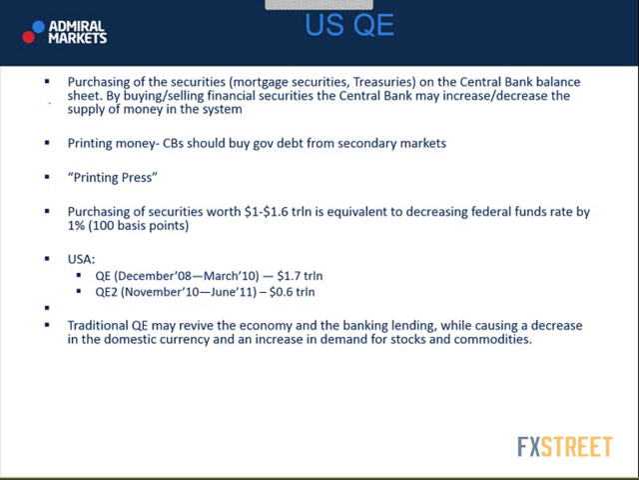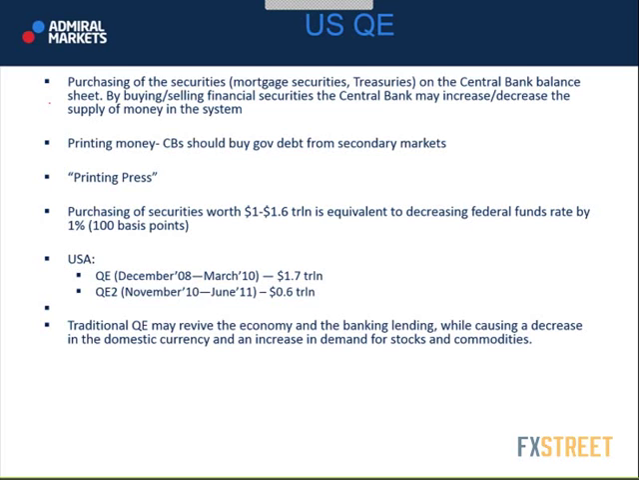Now, it's important for you to know that central banks should buy government debts from secondary markets, and they are prohibited from buying government debt directly from the government. So the two-step process, where the government sells bonds to private entities that in turn sell them to the central bank, has been called monetizing the debt. Because the central bank creates money to stimulate the economy, not to finance government spending.